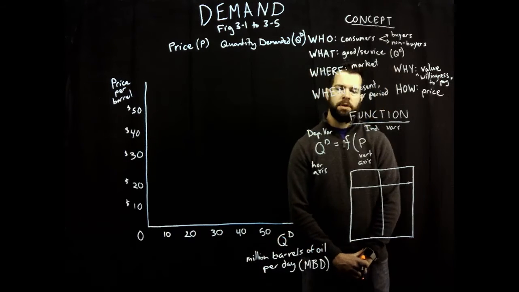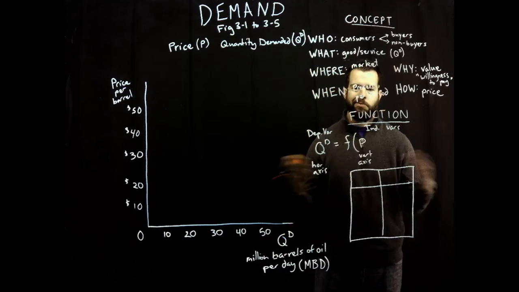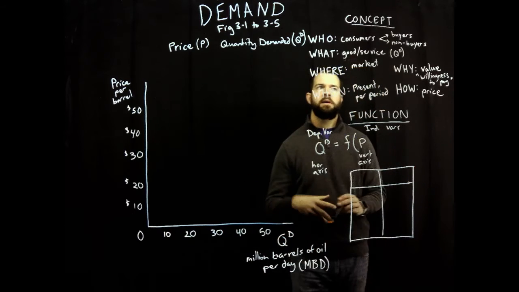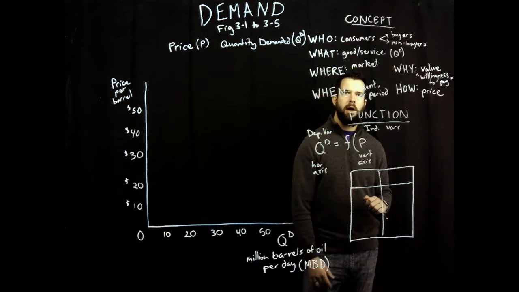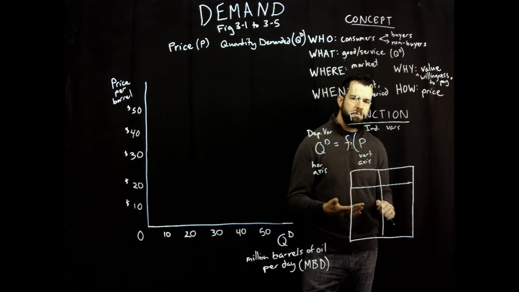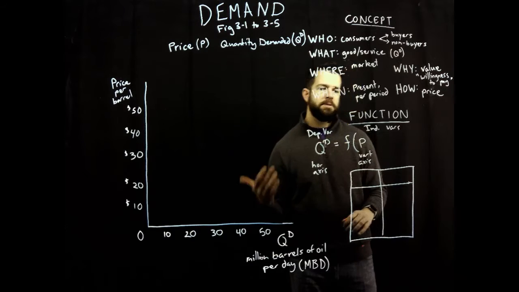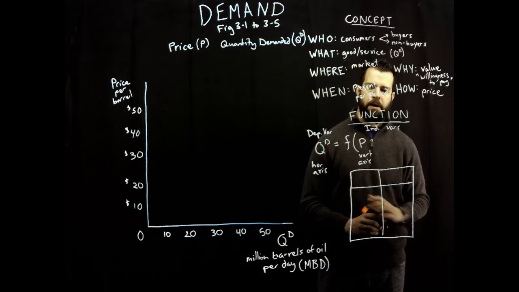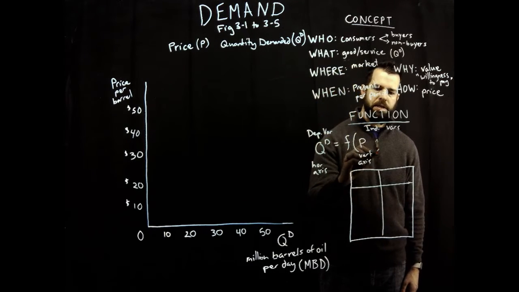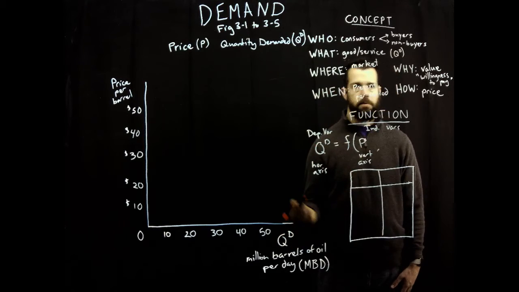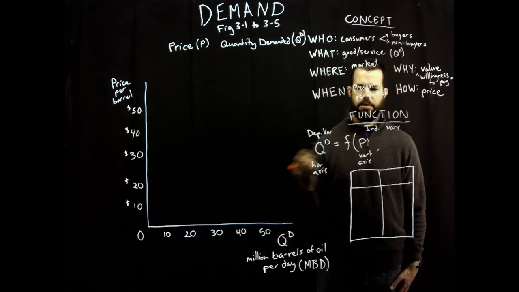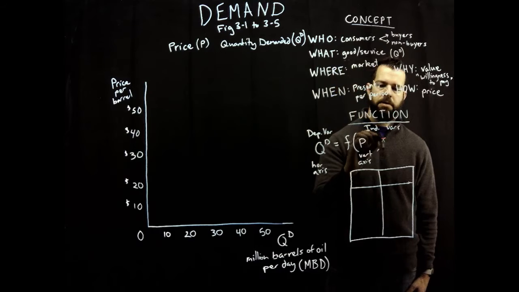Okay, so what types of things motivate consumers to become buyers? Well, the price of the good, okay? There's also other things here, okay? Such as, are they not only willing to pay, are they also able to pay? And that's determined based upon their income.